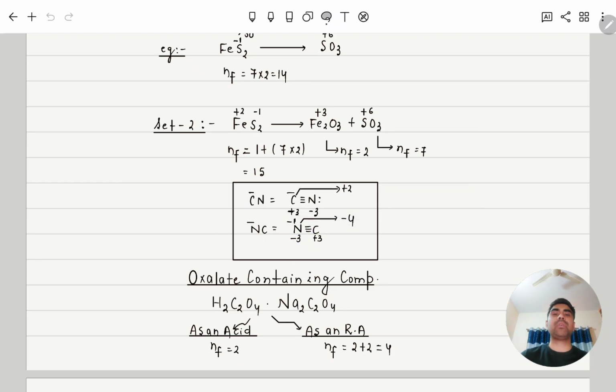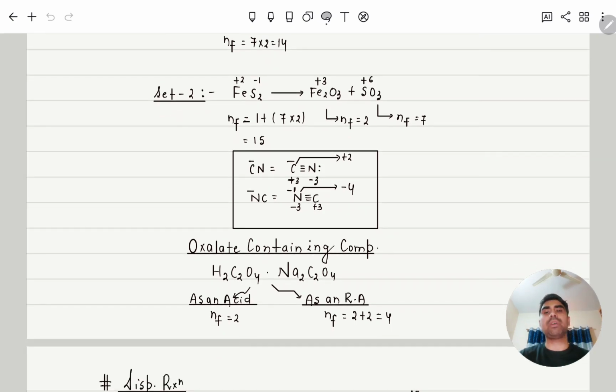So whenever such types of compounds come, be careful while calculating. First you represent carbon and nitrogen on the left side, and then see them respectively on the right-hand side, and accordingly you calculate the change in oxidation number into atomicity.